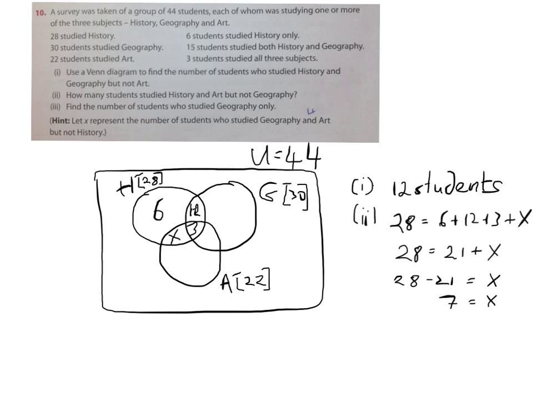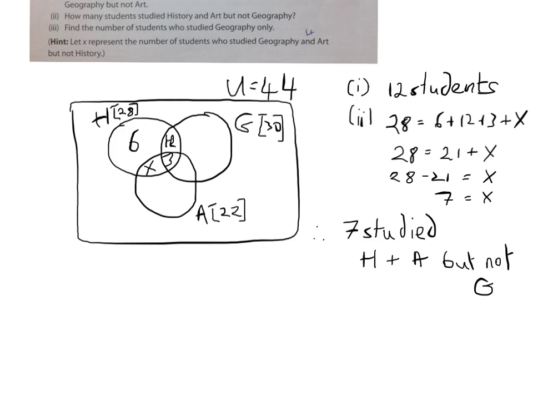So if we look at the question again, we see that we're asked to find out how many students studied history and art but not geography. So history and art but not geography would correspond to the x value here. So x is 7, we've answered the question. So now that we know that x is equal to 7, let's change this x to a 7.